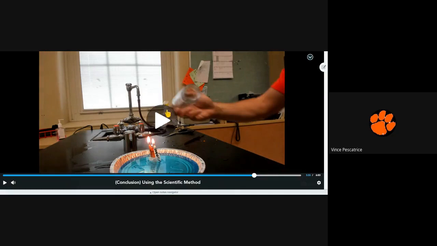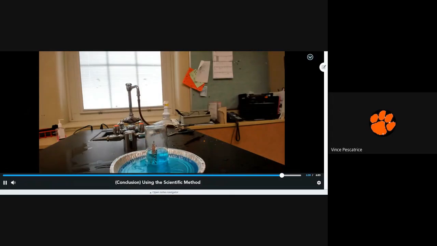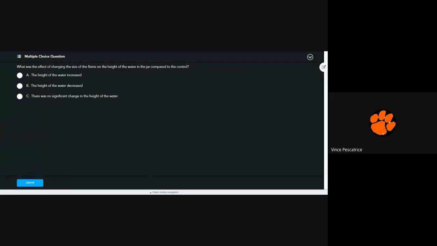All right, so watch that last part again. Pay close attention to where the water goes to, and think about how that compares to the other ones so far. Okay, so what was the effect of changing the size of the flame on the height of the water? It increased the height of the water, it decreased the height of the water, or there was no significant change? This one should be very simple.